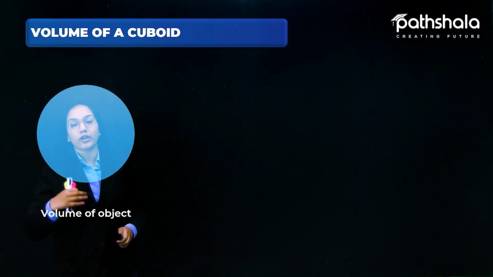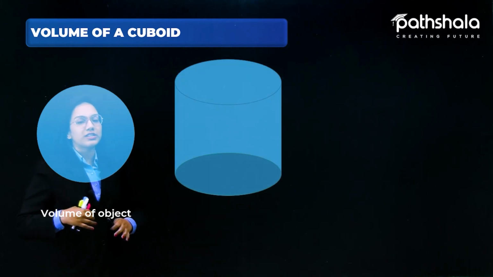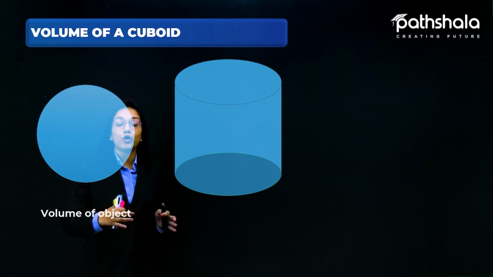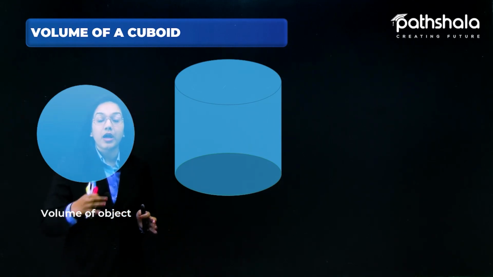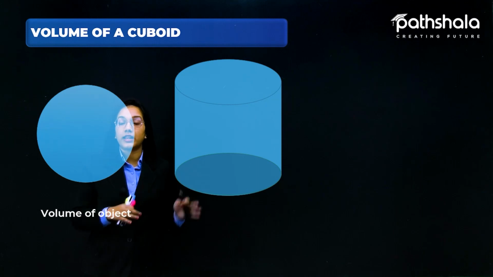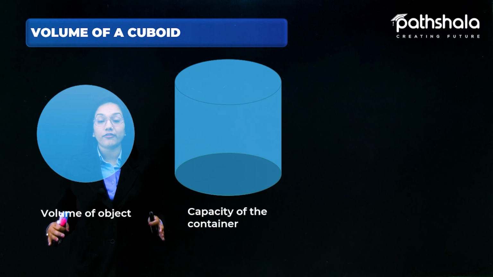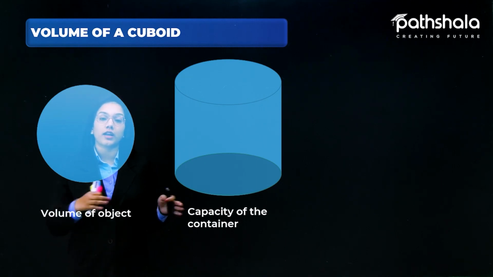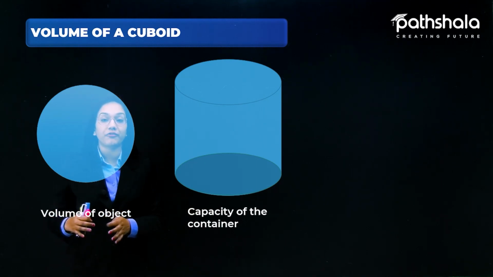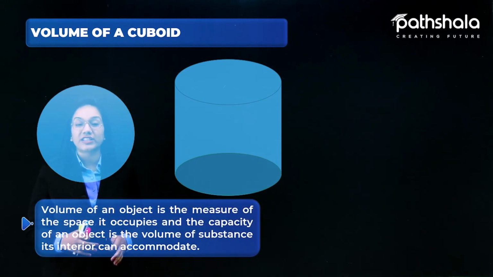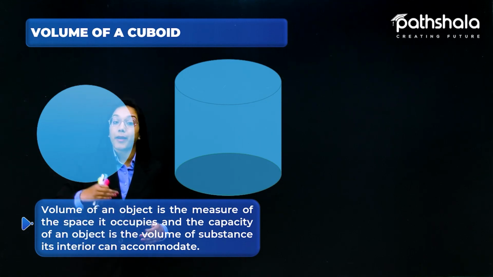Moreover, if I'm talking about this cylinder, let us suppose it is an empty cylinder and I'm filling up a substance in it. The volume of the substance that is filling up the interior of this cylinder is called the capacity of the container. So how can we differentiate the two words, volume and capacity? First of all, the volume of an object is the measure of the space that it occupies, and the capacity of an object is the volume of the substance its interior can accommodate.